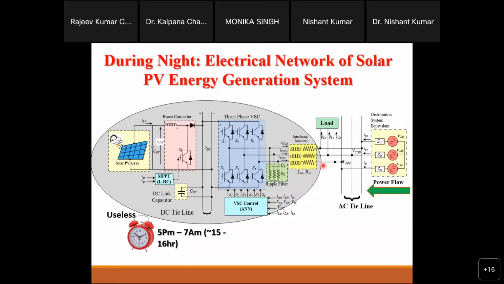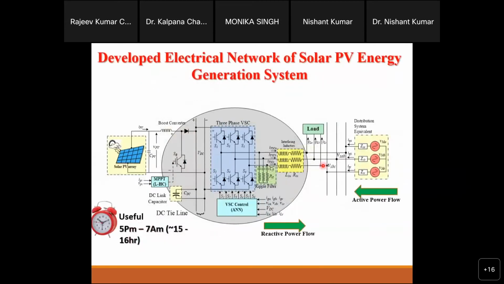But yes, definitely at night solar is not available, so we will not generate power. But for a different purpose or in a different way, can we use this system? The answer is yes, we can use it. At least this portion, meaning this DC capacitor, this VSC voltage source converter, this interfacing inductor and the ripple filters, we can use at night for a different purpose.